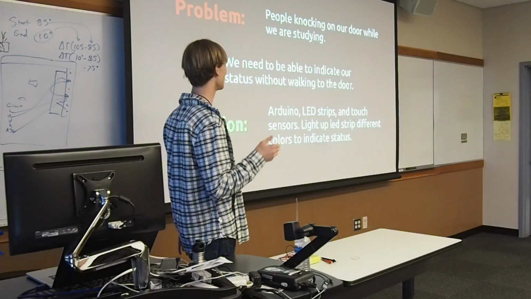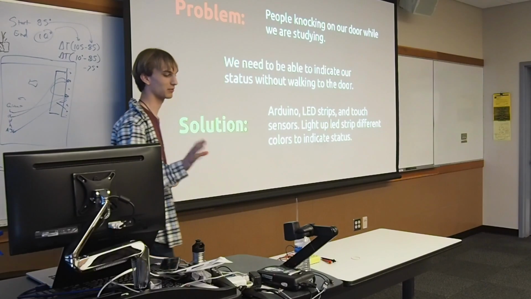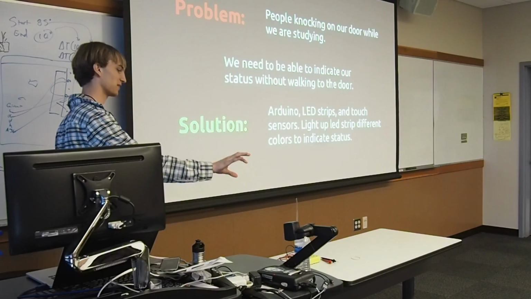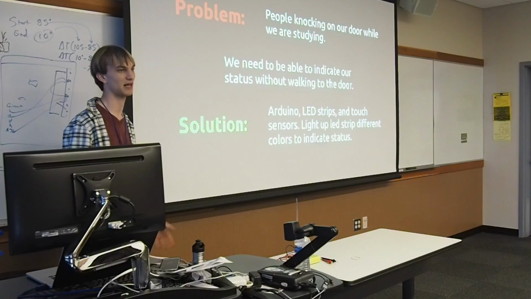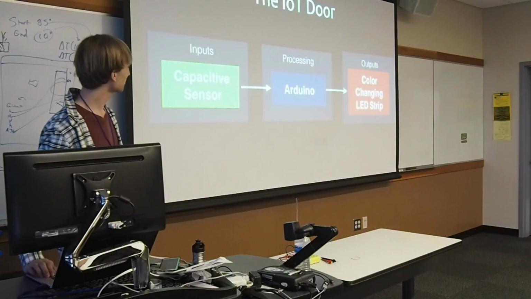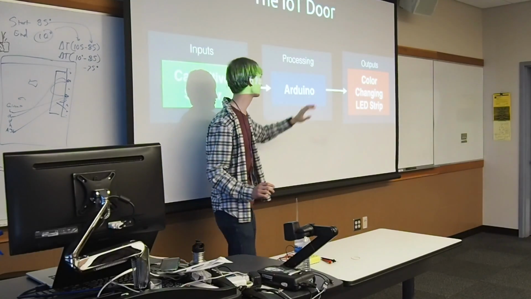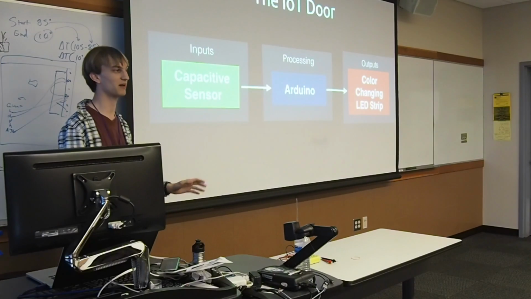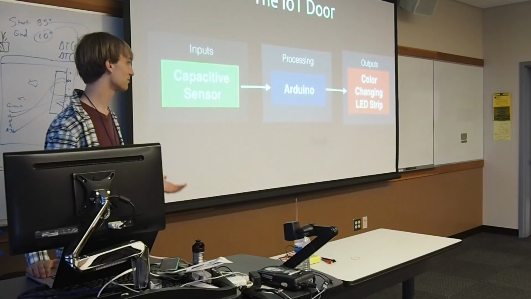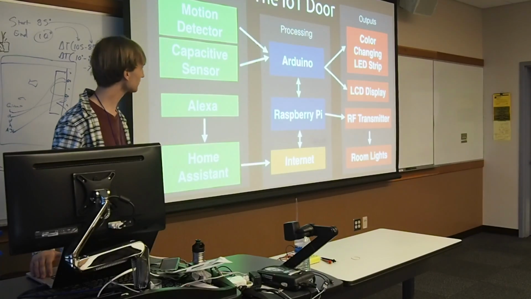The original idea was to have the LED strip light up a different color when someone touches the doorknob. If someone walks up to the door and touches the doorknob, it lights up red, which means we don't want them to come in. This was the original block diagram that would have done that: passive sensor, Arduino, and just the color changing LED strip. This was what I started with, and over time it grew into what you just saw.